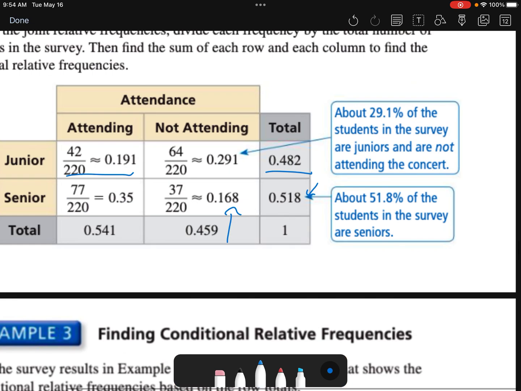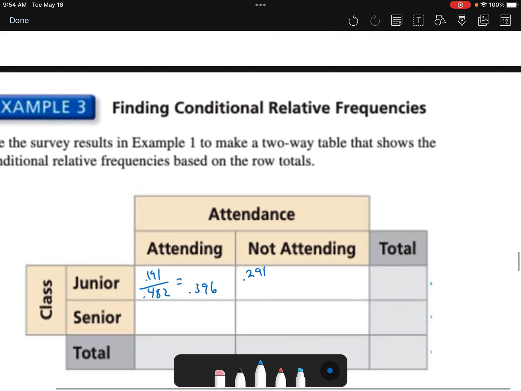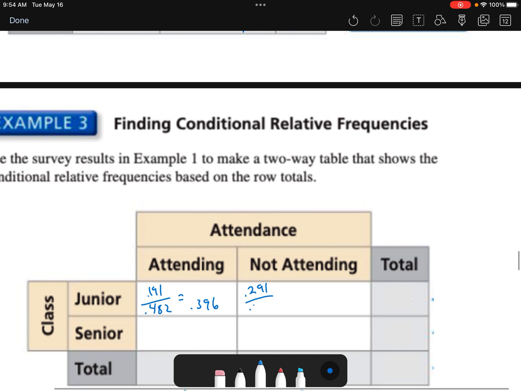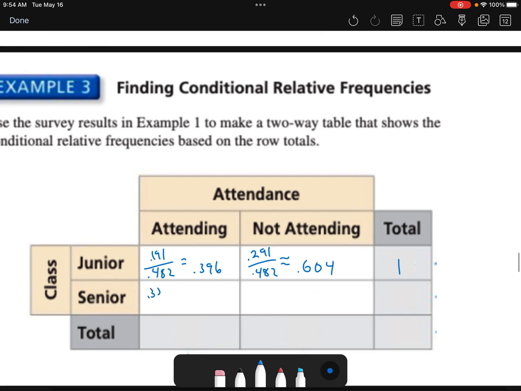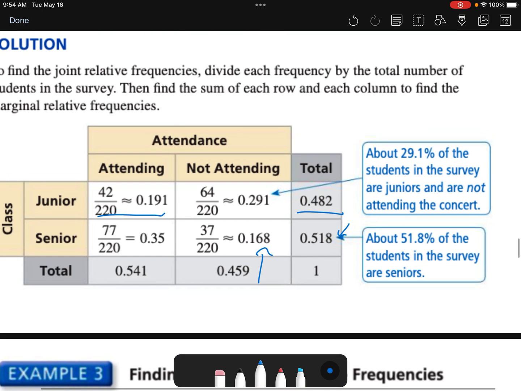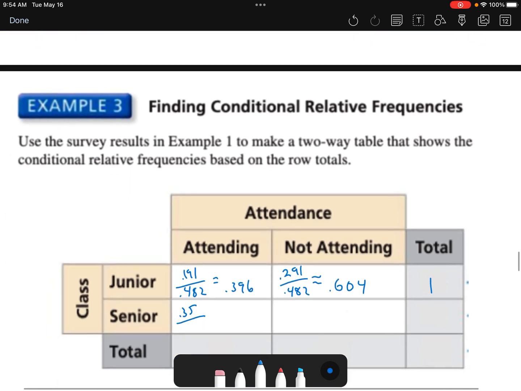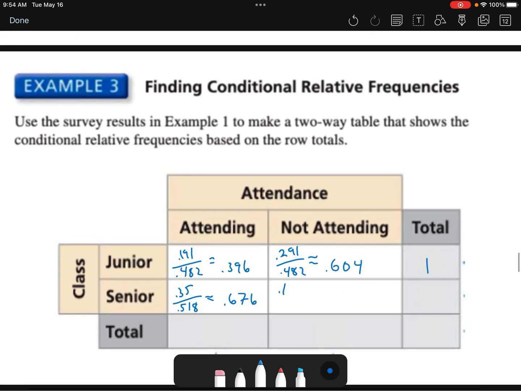So now we're literally looking at the percentages divided by the percentages of students in their class. And that's 0.604, and that adds up to 1. Now, same way with the seniors, we get 35% out of, I think it's 0.518, and that's about 0.676, and then 0.168 divided by 0.518, and that's about 0.324. Those add up to 1.